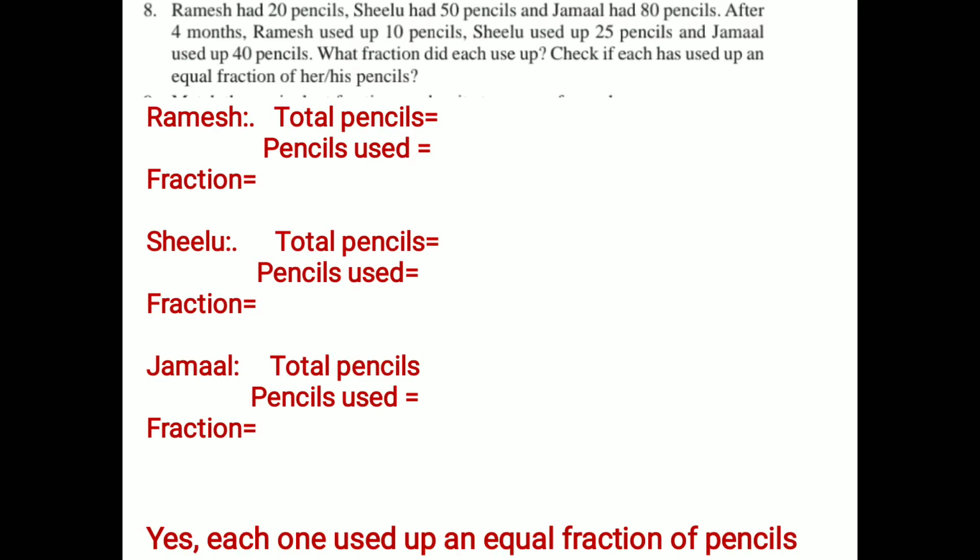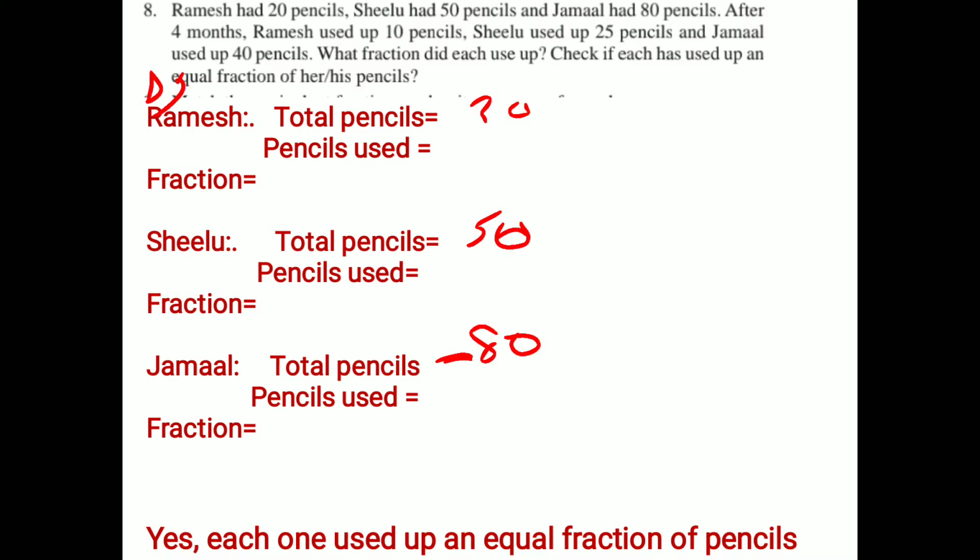Question number 8 is, there are three students: Ramesh, Shilu and Jamal. Ramesh had 20 pencils. Total pencils Ramesh is having, that is 20. You have to write the solution in this manner. Shilu had 50 pencils. Jamal has 80 pencils. Clear?